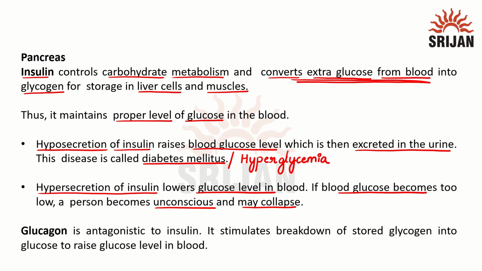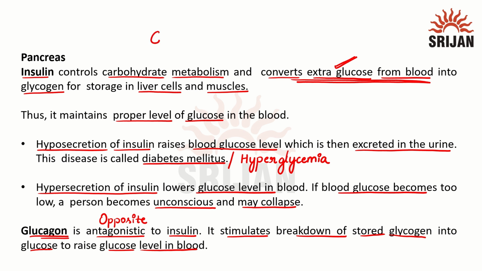Now the second hormone produced by these islets of Langerhans is glucagon. Glucagon is antagonistic to insulin, that is, it has an opposite effect compared to insulin. If insulin is lowering the extra glucose amount, then glucagon will increase it. So it basically stimulates the breakdown of stored glycogen into glucose to raise the glucose level in the blood or in the body.